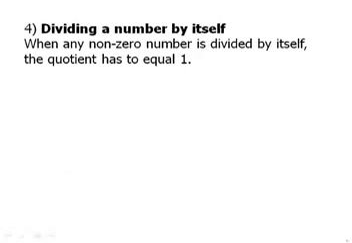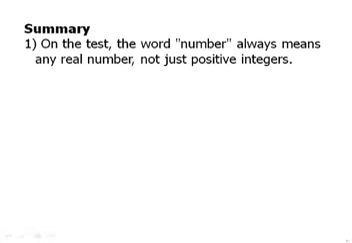Dividing a number by itself. When any non-zero number is divided by itself, the quotient has to equal 1. We can express this as A over A, or A divided by A equals 1. Again, very straightforward. So in summary, the test is going to use the word number, and this always means any real number, not just positive integers. It's very important to keep numbers versus integers versus positive integers straight. Those are 3 different sets.